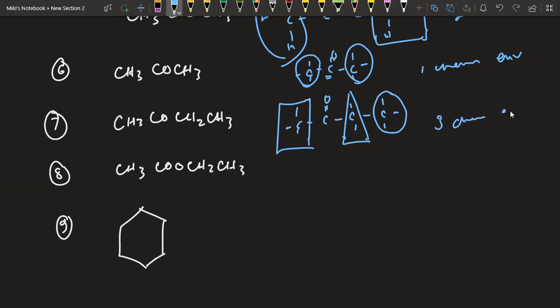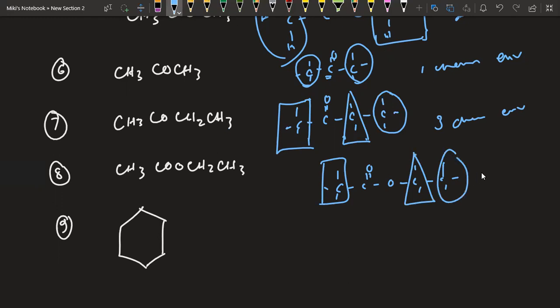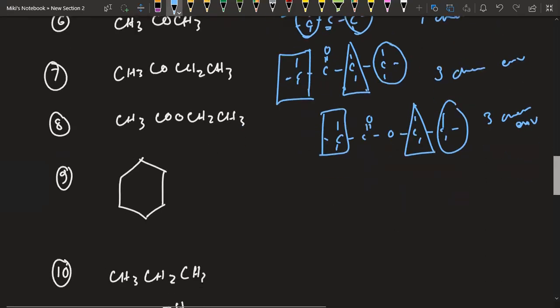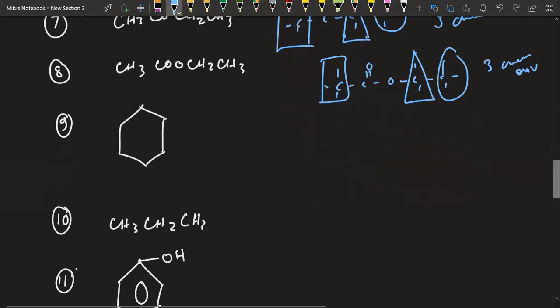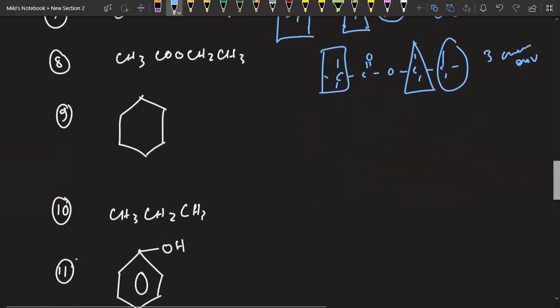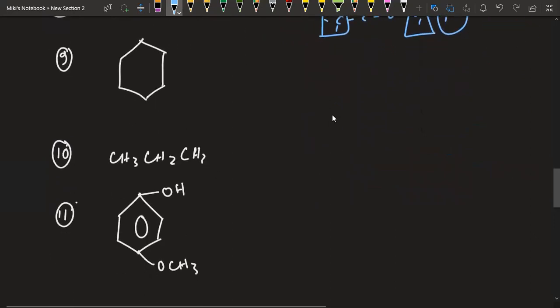So 3 chem environments. In the next example, we have CH3 COO. That means an ester group. CH2 CH3. Now see how many environments? Same as before. There's the one, there's another one, and there's another one. So that means in total 3, isn't it? 3 chem environments, or chemical environments. Let's move to the next one. Before solving 9, let's solve 10. 9 is a bit complex. So 9 is not complex actually, it's actually easy. So move on to the next one.